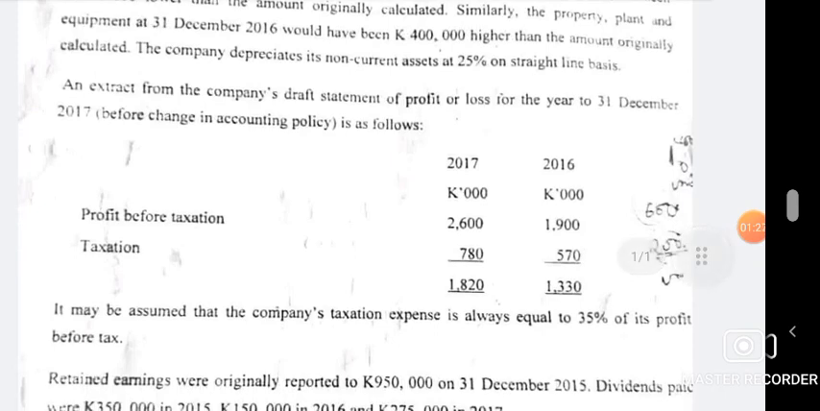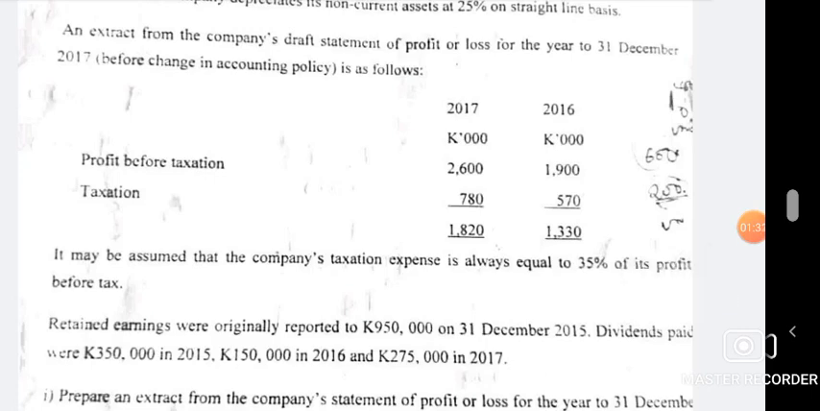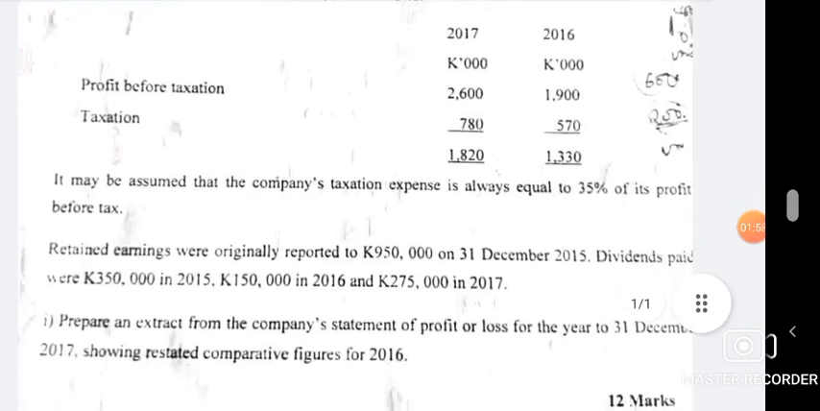Then they've told us that it may be assumed that the company's taxation expense is always equal to 35% of its profit before tax. Retained earnings were originally reported to 950,000 on 31st December 2015. Dividends paid were 350,000 in 2015, 150,000 in 2016, and 275,000 in 2017.